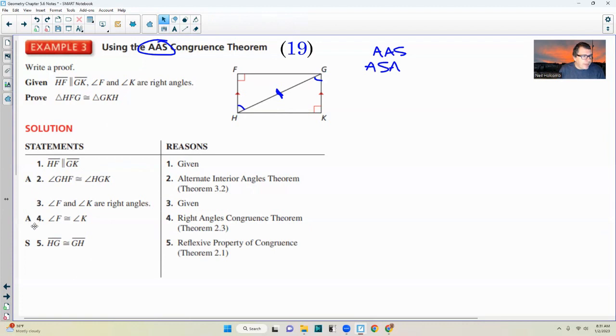So now look what we have. We have an angle, we have an angle, we have a side. We can now say the triangles are congruent. We have two angles and one side, but which is it? Well, the side is not included in between the two angles, so that is AAS. Okay, and so hopefully you're getting a hang of these proofs, and so I would like you to try number 19.